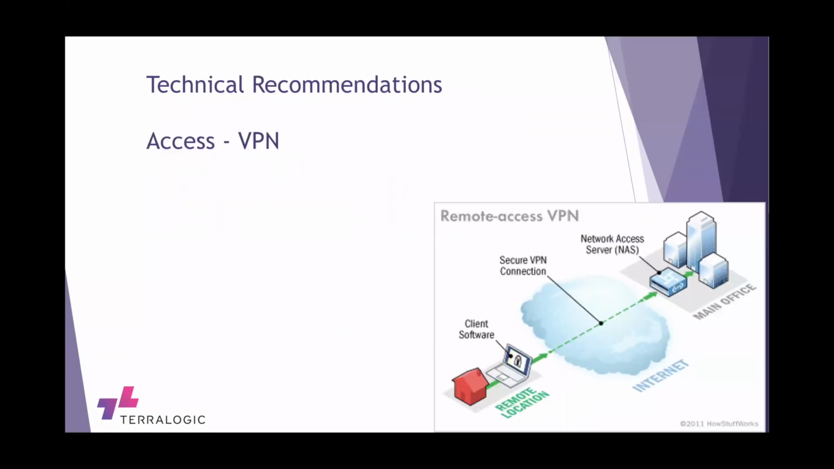The first thing is VPN access. The primary thing people typically start with when they say, hey, we've got to work remotely, is VPN. And so you have some main office, you have some main data, main servers, main network that you want people to have access to. And so you'll set up a VPN connection from a remote location.